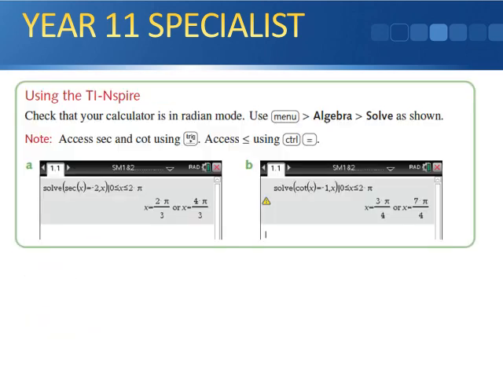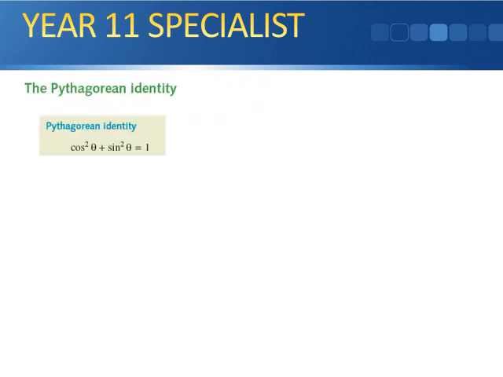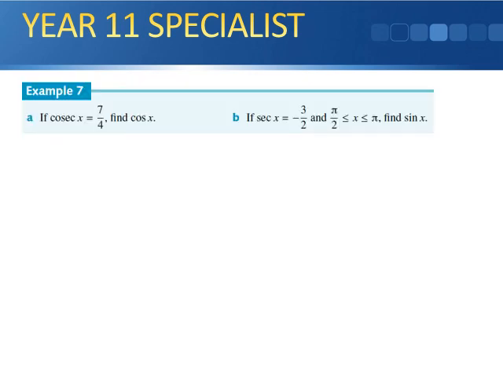You can do it on your calculator, so that's how you do it on your calculator. You can follow the steps yourself. This is a rule that you're going to need to remember. Cos squared theta plus sine squared theta equals 1.